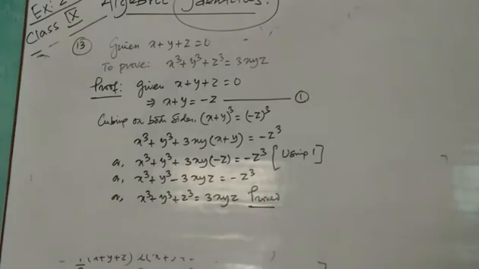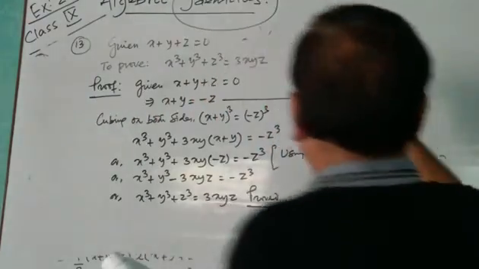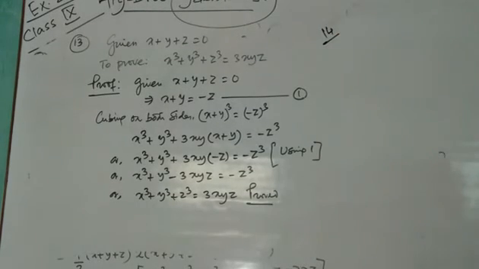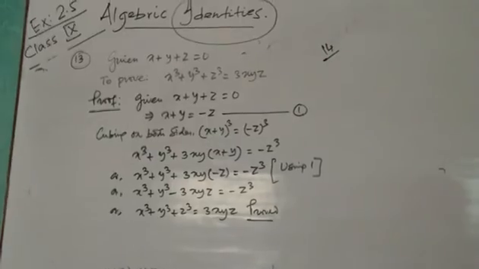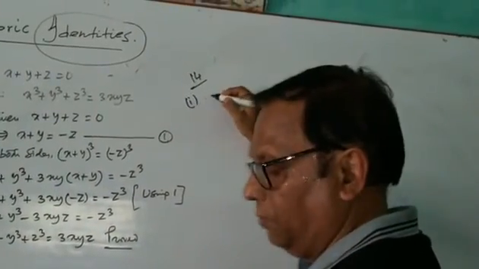So this is your question number 13, very important one. Now 14. In question number 14, there are two sums. One I will make it for you. In the same way you can proceed.